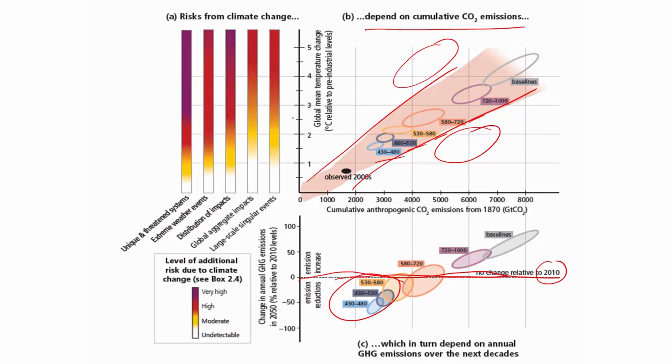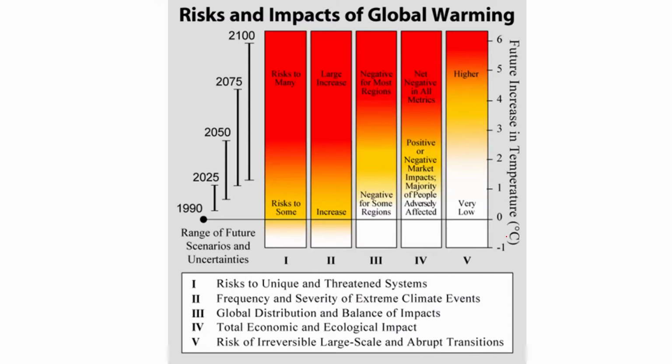And those are the risks again shown with respect to the accumulated and yearly emissions of greenhouse gases. Just different ways of depicting these things. So this is showing the same for scenarios and uncertainties, now with decades shown here and temperatures shown here. So where we are likely to hit these ranges of temperatures. And these are now the same systems we looked at, the regions for concerns, unique threatened ecosystems, threatened systems, extreme events, global distribution and balance of impacts.